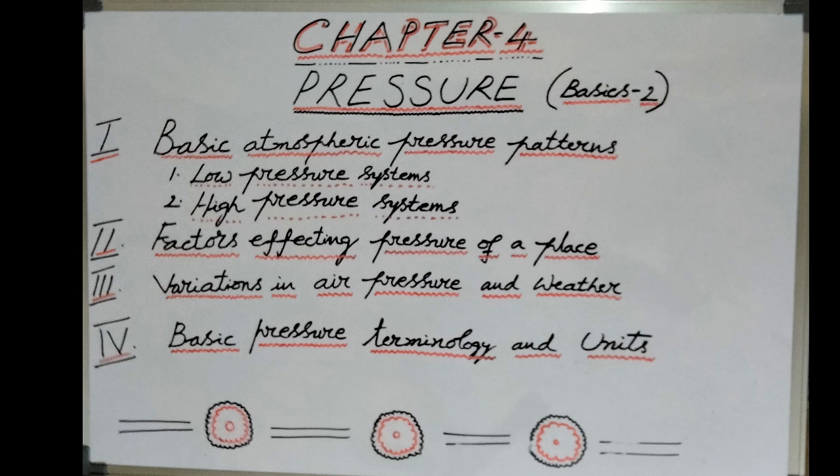In India, cyclones occur during the northeast monsoon season, from October ending, November, to middle of December. These are called low pressure systems or cyclones.